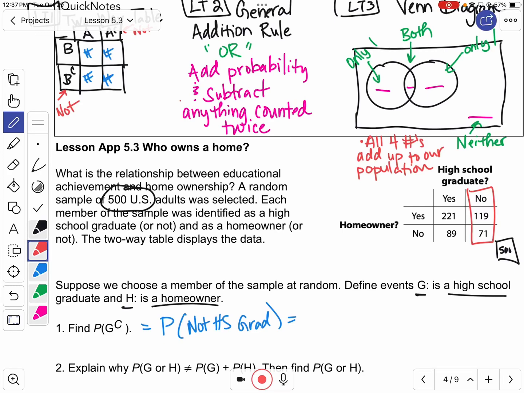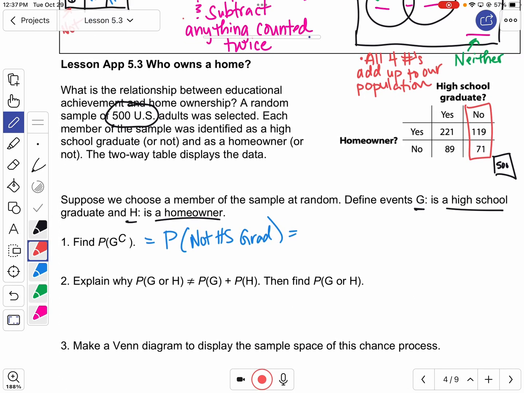When we left for lunch, we were talking about that C just means they're not a high school graduate. So let's look. You've got your calculators. Let's add these up. If I add up the no column, that would give me 10, carry my 1, 7, 8, 9, 190 out of 500. If it wanted me to get a decimal, we just divide and so forth. I'll tell you that it is 0.38.